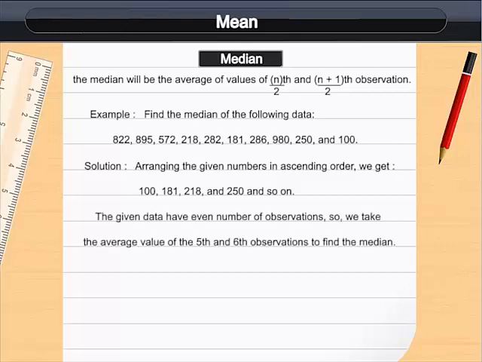The given data have an even number of observations. So, we take the average value of the 5th and 6th observations to find the median. Therefore, median is equal to 282 plus 286 divided by 2 is equal to 568 divided by 2 is equal to 284.